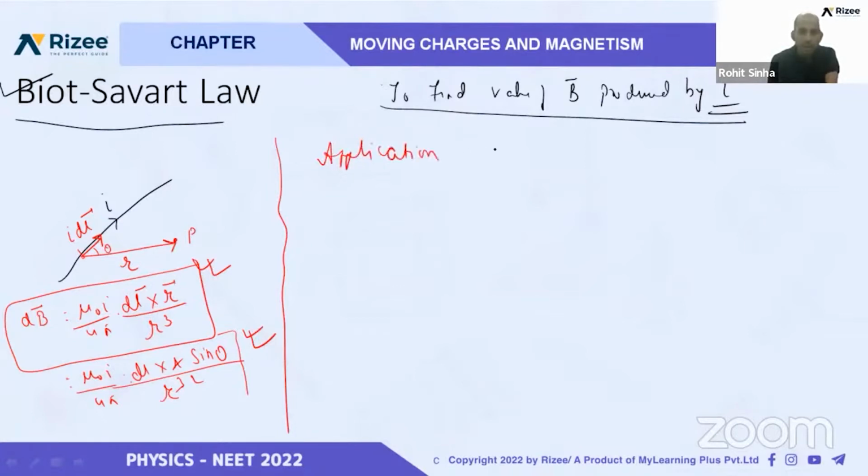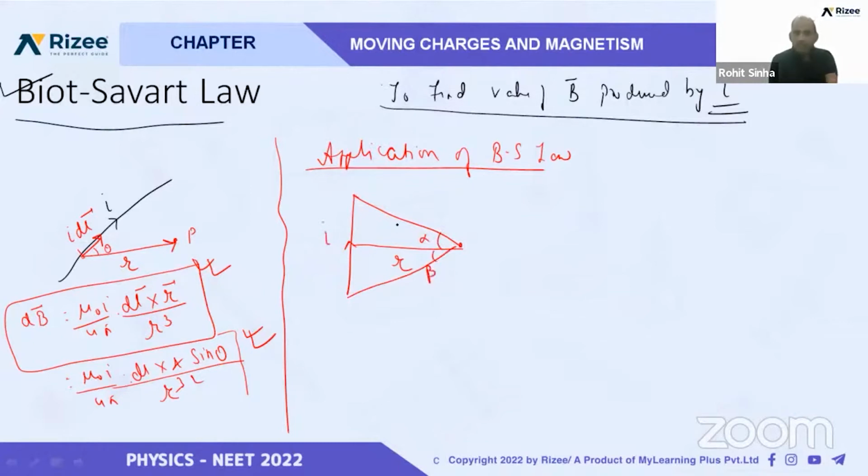Very important, remember the application of Biot Savart Law. See, if we have one straight wire and we have to find the magnetic field at this point, what will we do? We draw a straight line like this. Let us say this length is r. Then we join from the tip of the wire to this point. Let us say this angle is alpha and this angle is beta. Current is I. There is one derivation for a straight wire.